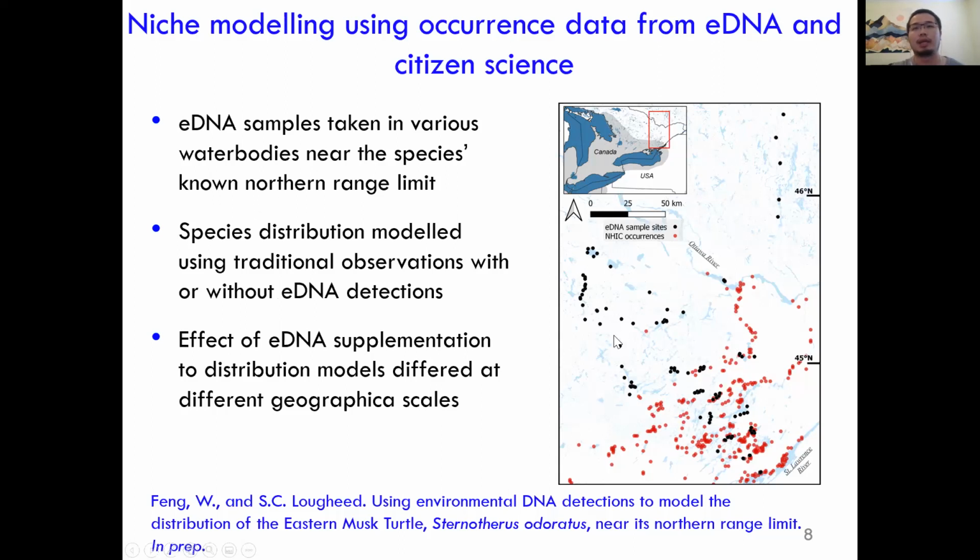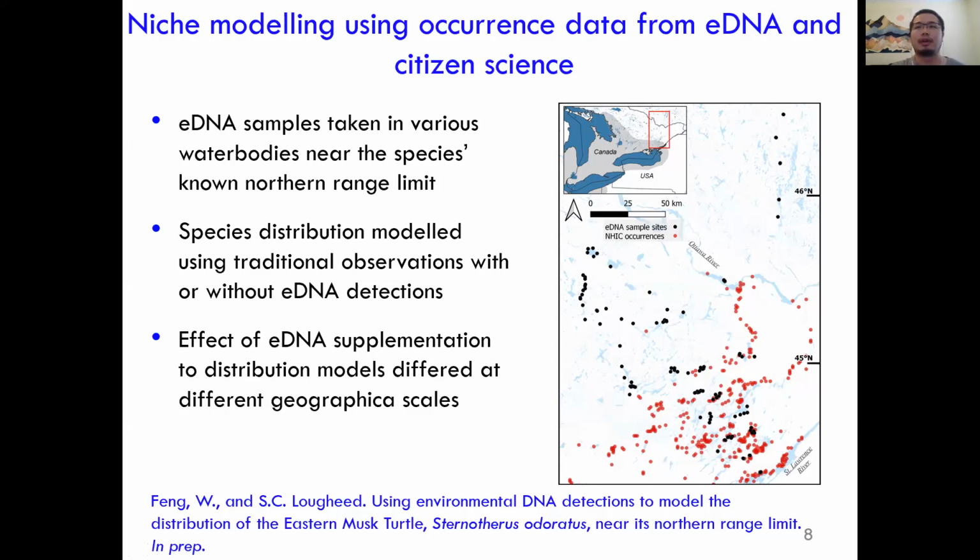I don't really have time to show the full results of this study, but one quick conclusion we can have is that the DNA-supplemented data set does change our understanding of the distribution, and the degree of this alteration is affected by the scale we model. So we did models at different scales. This is just a showcase of how we can use environmental DNA to answer this question.